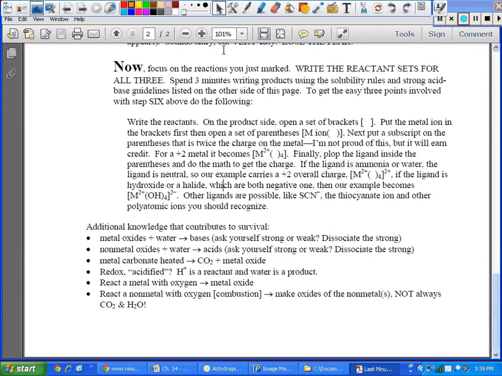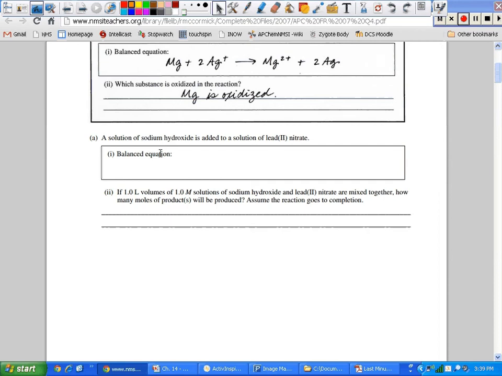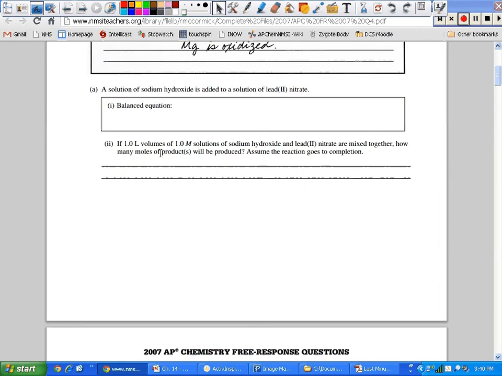All right. So let's go into this. So looking at the first one. Now, my biggest suggestion to you is write it as a regular reaction. Write it as a regular reaction because you can cross things off easier if you write it as just a regular reaction. So they tell us a solution of sodium hydroxide.